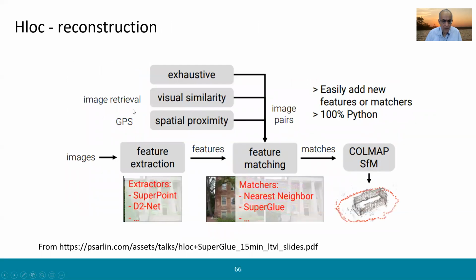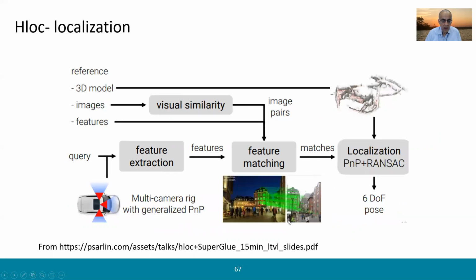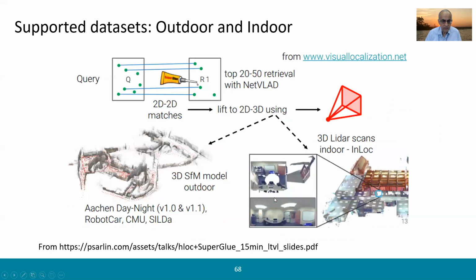So given a query, first you do image retrieval, and then you do the feature matching. They tried different things for the feature representation: SuperPoint and D2-Net. And for the feature matching, they tried nearest neighbor and SuperGlue. And then you do the localization.